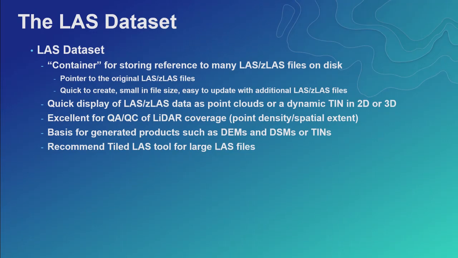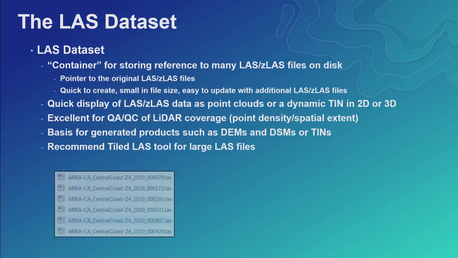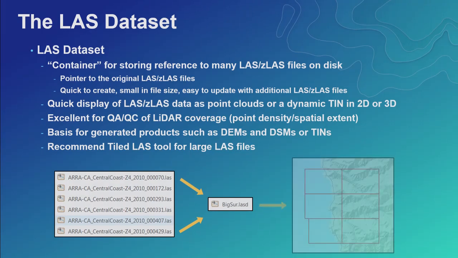So what does it look like? Let's say I have a bunch of LAS files. I put them into a LAS data set. A LAS data set has the LASD file extension, and it creates for you this sort of footprint where at a certain scale, when you zoom in, you actually start to see the points.